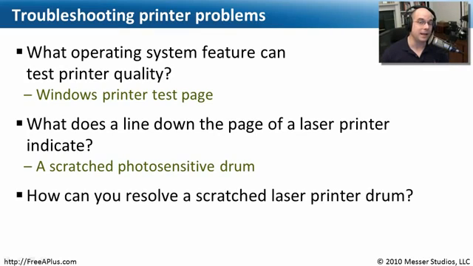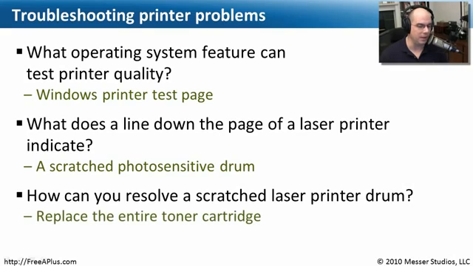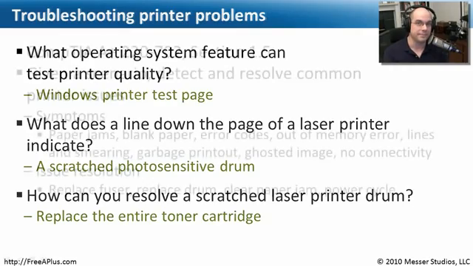So if you run into that kind of problem, how do you resolve a scratch on a photosensitive drum? Well, unfortunately, you have to replace the drum. And in most cases, that also means replacing the entire toner cartridge. If you're having problems with the drum itself, it's going to affect everybody's printout. And really the only way to resolve that is to replace the drum, or in this case, the entire toner cartridge with that drum.